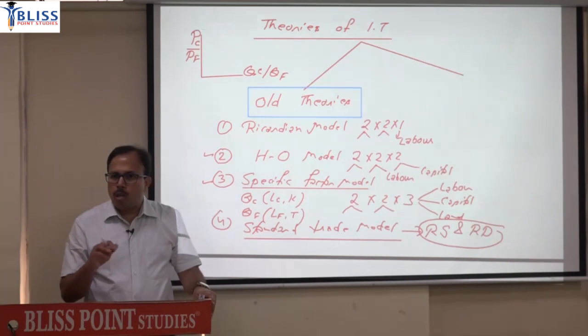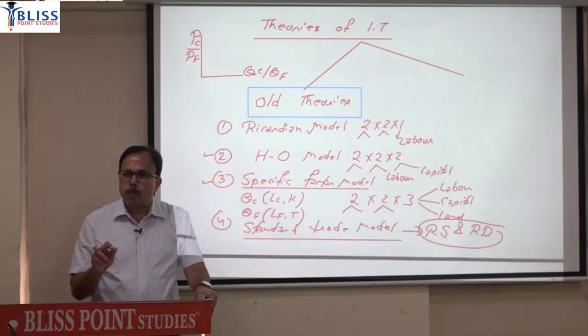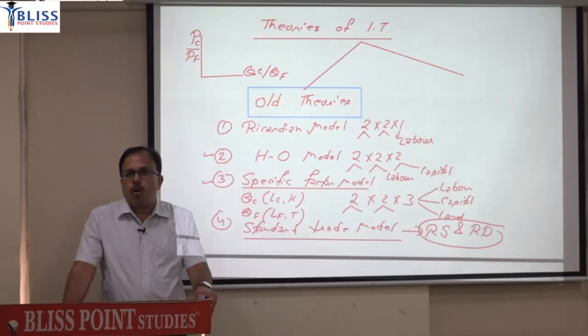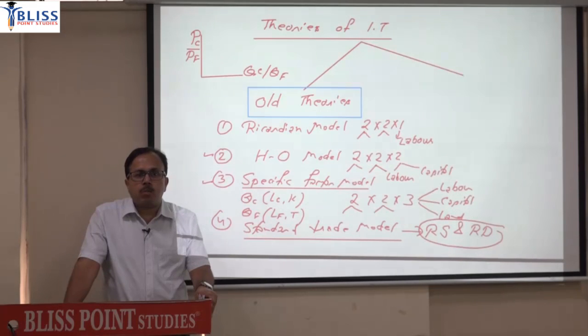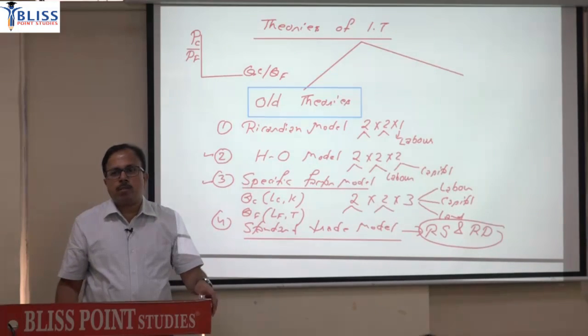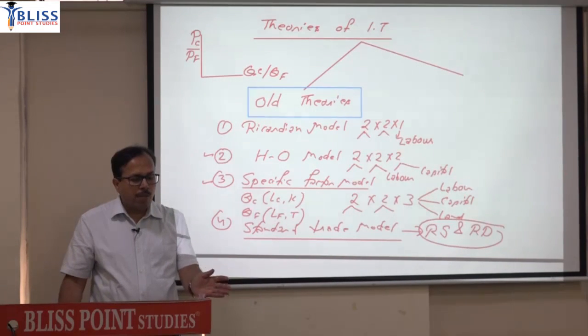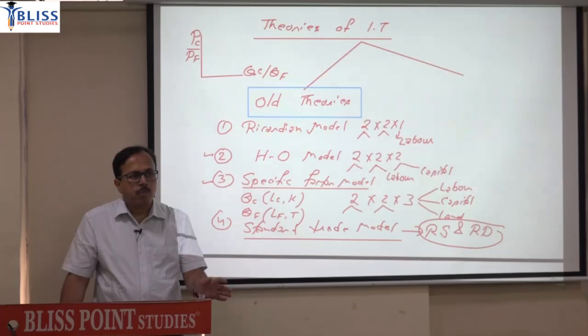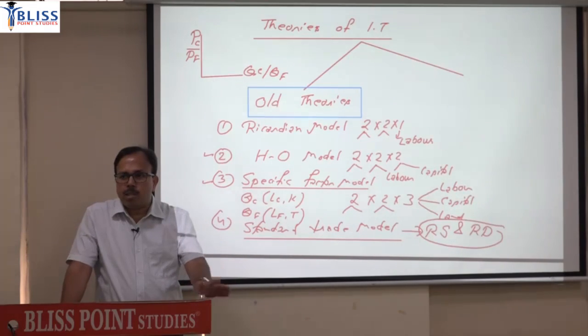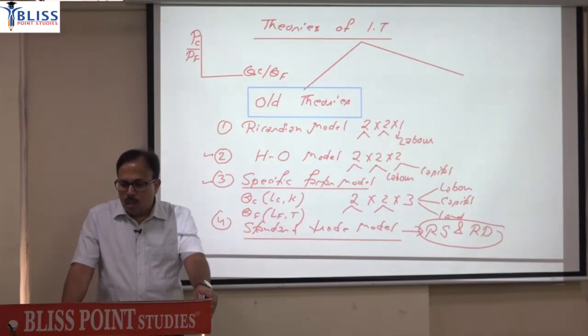All old theories assume that the market is perfectly competitive. All old theories assume that the product is homogeneous. There are a large number of firms producing a homogeneous product. And under perfect competition, we also know that price will be equal to marginal cost. Price of the product will be equal to the marginal cost of production.